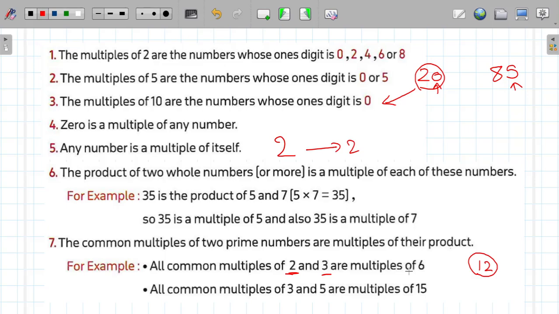Okay, and if I have 3 and 5, maybe I have the number 30. 30 is a multiple of 3 and 30 is a multiple of 5. So 30 is a multiple of 15, the product of 3 and 5. Okay, so the common multiples of two prime numbers are multiples of their product.